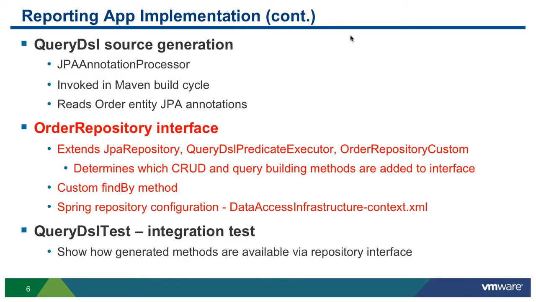So we looked at the order repository custom implementation based on Query DSL. Now we're going to look at the order repository interface, which, depending on what it extends, determines which custom methods and CRUD-related methods and query-related methods are available in the interface to the application.